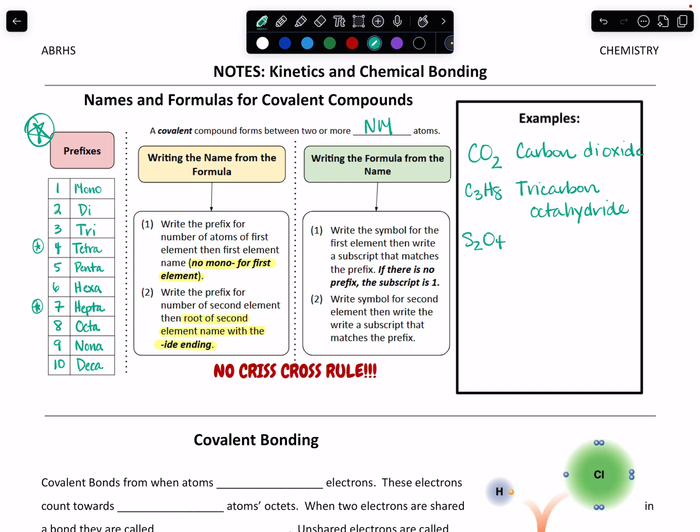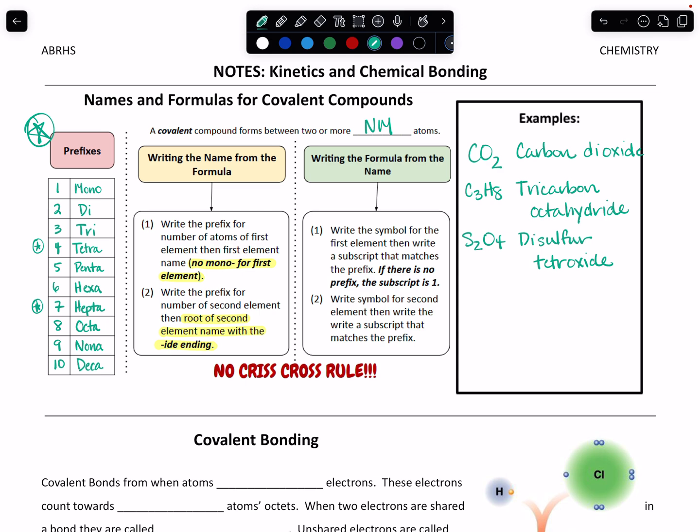S2O4. All right, so sulfur, and we've got two, so disulfur. And then we've got four oxygens. So four is tetra. All right, now this is where there's a little bit of discussion in the scientific community about what to do when we have the tetra, the A from the prefix, and the O from the oxygen. All right, so I tend to write tetroxide. So I drop that A, so those two vowels are not right next to each other. But if you wrote tetraoxide, that would be perfectly fine. All right, so that's pretty straightforward.